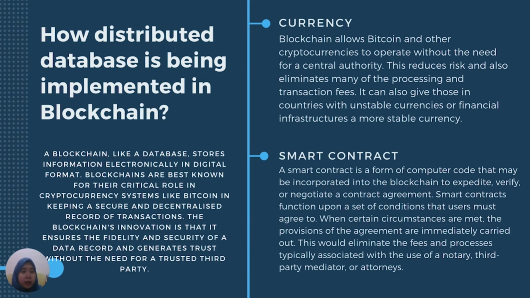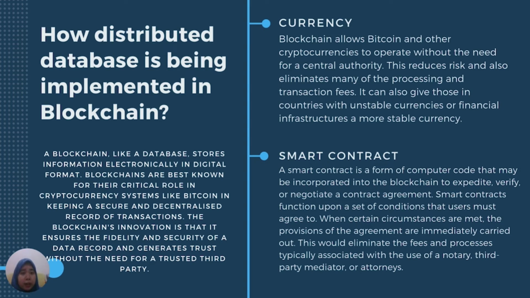As you can see on the screen is a topic on how distributed database is being implemented in blockchain. A blockchain, like a database, stores information electronically in digital format. Blockchains are best known for their critical role in cryptocurrency systems like Bitcoin in keeping a secure and decentralized record of transactions. The blockchain innovation is that it ensures the fidelity and security of a data record and generates trust without the need for a trusted third party.